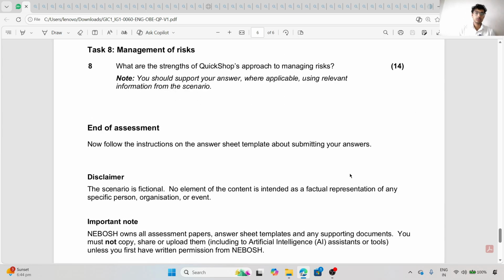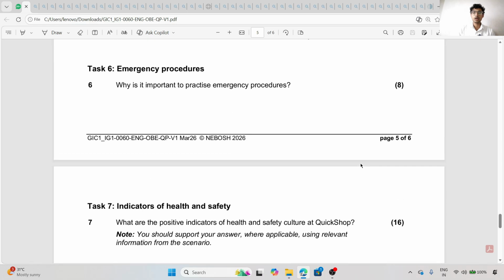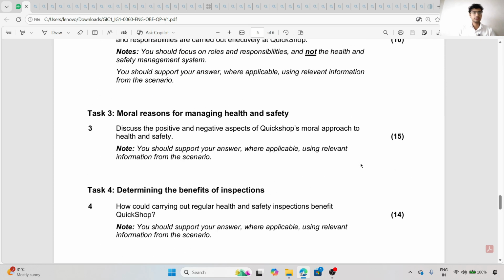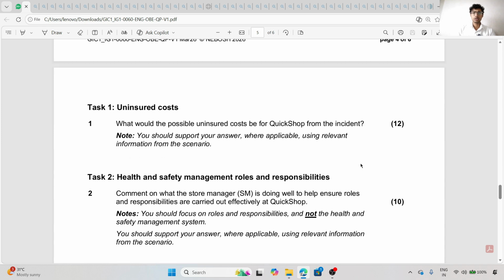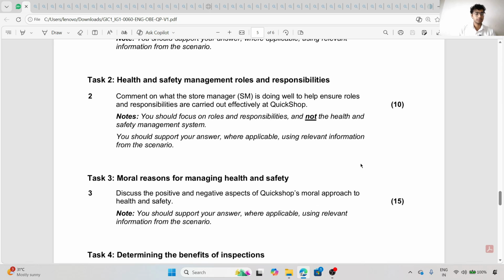So this is the scenario and the questions it is trying to ask. Here it is just guidance to understand the concept and what the question is. Just guidance is to be given.